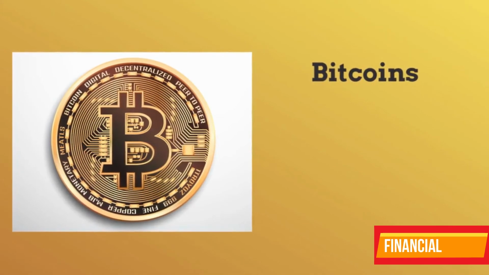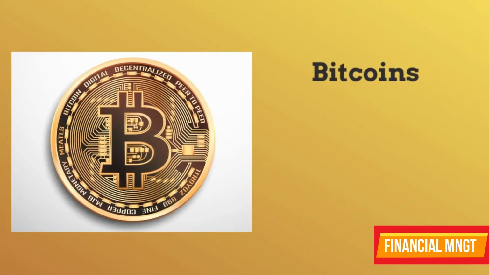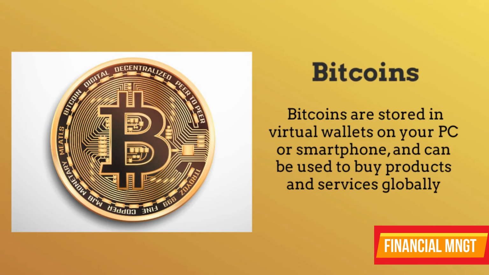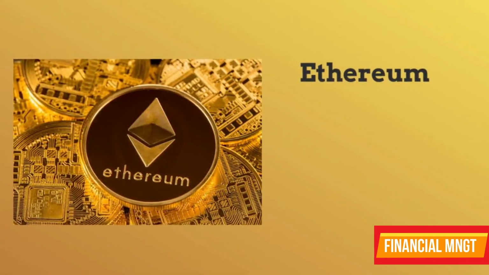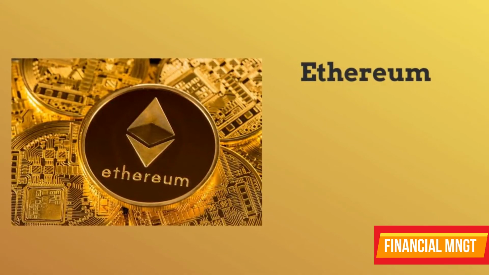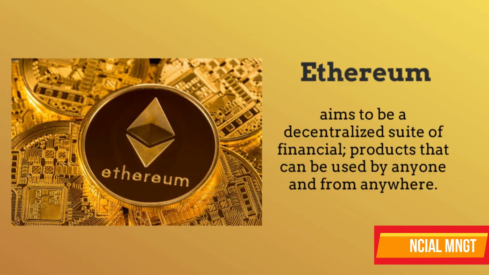Bitcoins aim to be a daily used currency that can be used all over the world. Rather than using physical bills or coins, Bitcoins are stored in virtual wallets on your PC or smartphone, and can be used to buy products and services globally. Ethereum aims to be a decentralized suite of financial products that can be used by anyone and from anywhere. Ethereum is second only to Bitcoin in market capitalization.